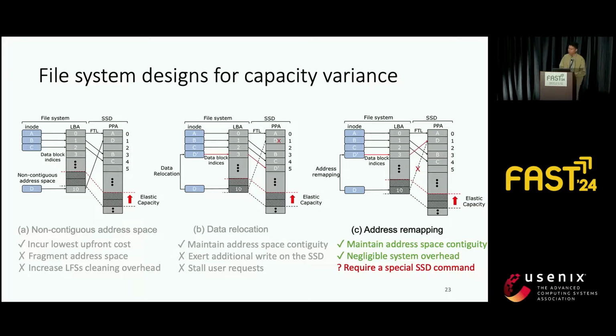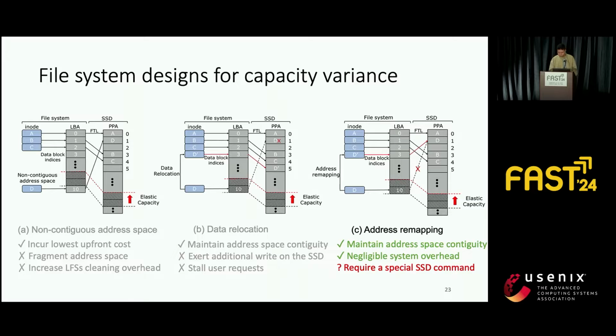Lastly, the data can be relocated logically at the file system level instead of at the SSD level by taking advantage of the already existing SSD internal mapping table. This approach requires the introduction of a new SSD command to associate data with new LBAs. However, it effectively mitigates the address space fragmentation issue and incurs negligible system overhead, as there is no physical data rewriting.